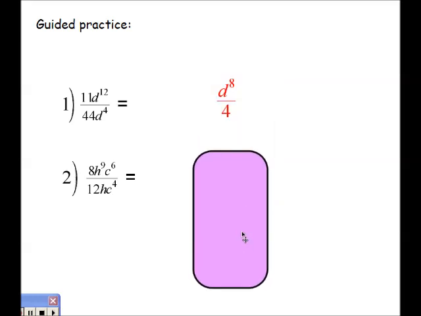Okay. Here's the answer. Let's just look at the d part first. d to the 12th divided by d to the 4th equals d to the 8th, or 4 of these d's cancel out with 4 of these d's. We're left with 8 d's here. And then 11 over 44, divide each one by 11, you get 1 over 4, and then the times 1 is not necessary. Okay, go ahead and press pause as you try number 2.